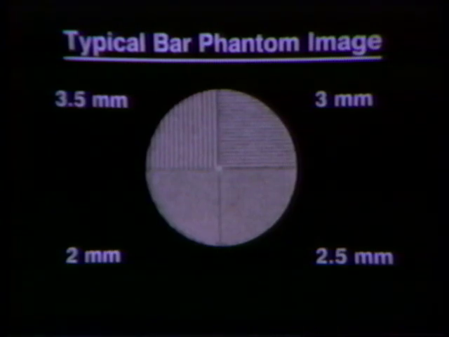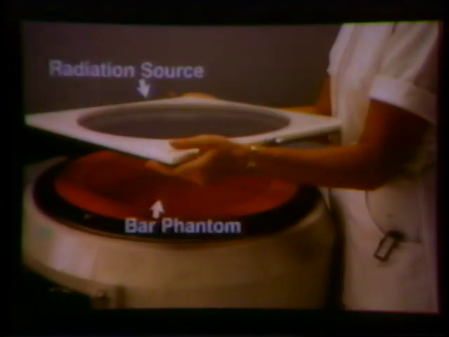When looking at an image of a bar phantom, it is important to know the bar spacing, because not all bar phantoms are alike. To determine the spatial resolution, the bar phantom is placed on the detector surface, and a uniform source of radiation is placed in front of the bar phantom. An image is acquired and evaluated to determine the smallest bars which are visible.